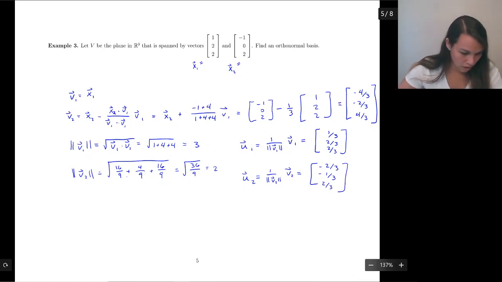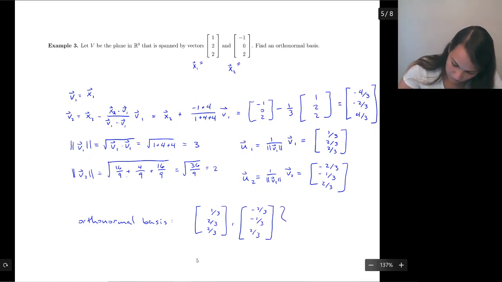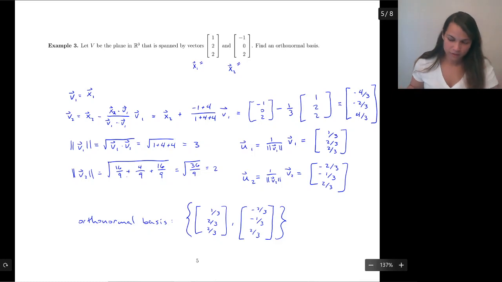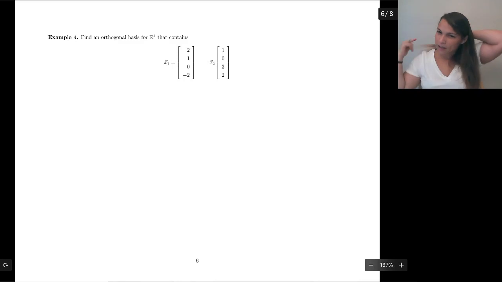There we go. So our orthonormal basis looks like 1/3, 2/3, 2/3, -2/3, -1/3, 2/3. Okay, so there we go. Orthonormal basis. Now, let's do kind of an interesting example.